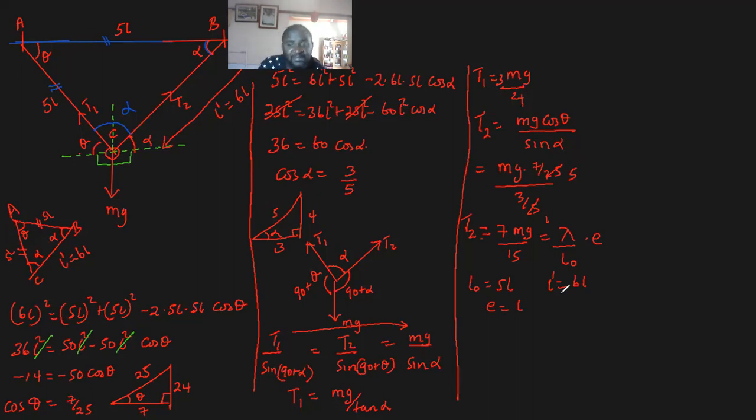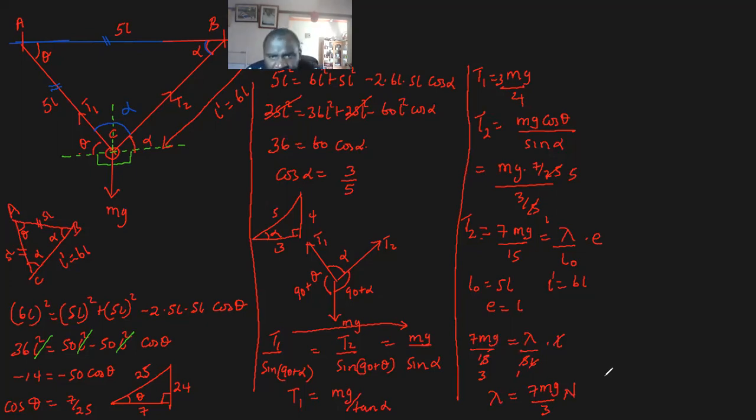We are now ready to substitute. We shall have 7 mg out of 15 is equal to lambda out of 5L times L. Vamush the L by 5 once, by 5 thrice. Lambda is equal to 7 mg out of 3. And these are newtons. Yeah? There is the 7 mg.